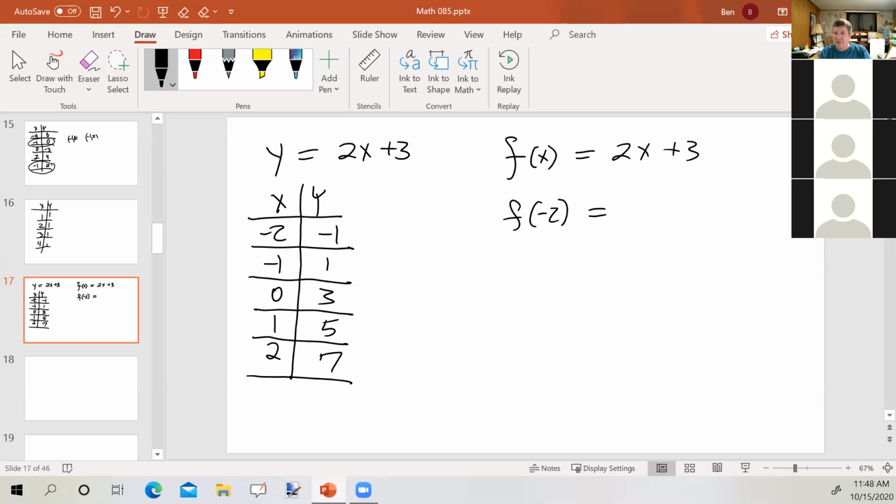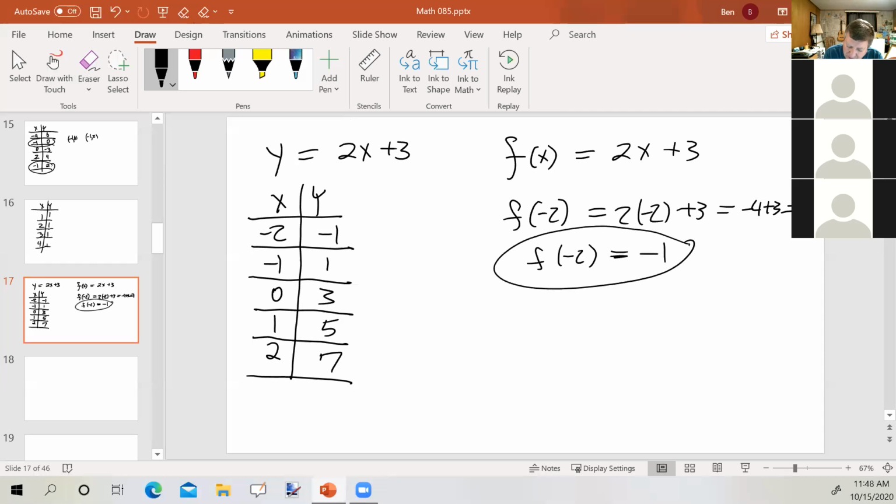-2 went in the place of x. -2 is the input. To find the output, to find the y value, I do the same thing I did on the left side of the screen. I'm going to put -2 in for x. So F of -2 equals, can't see the negative over here, -1.